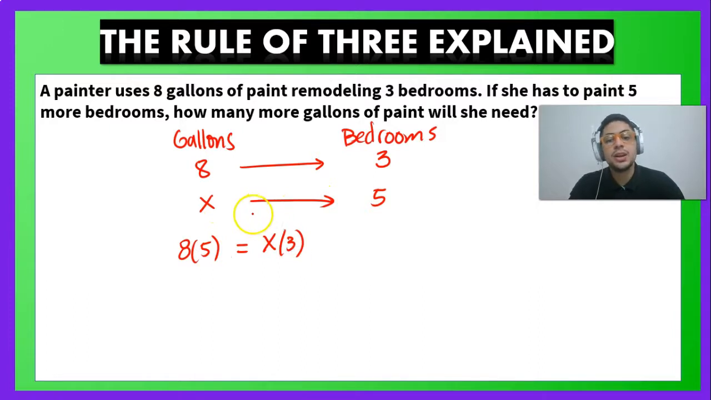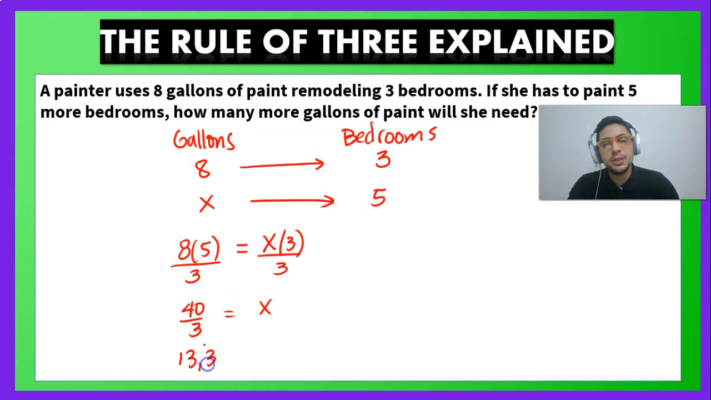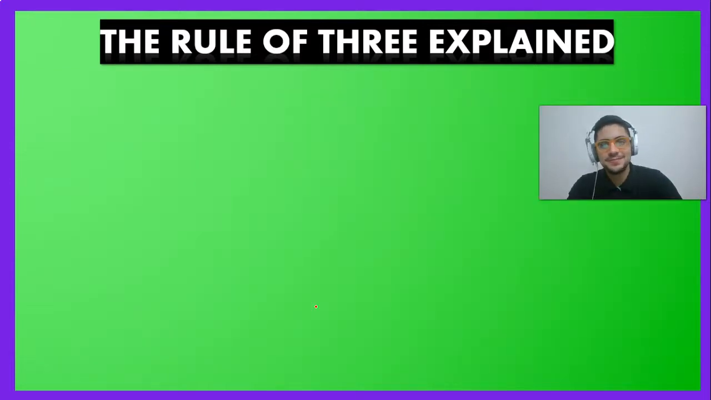As you can see, we are cross multiplying. And again, in order to find the value of x, we divide by 3. And that is going to be 40 divided by 3, which is going to be the value of x. And that is going to be equal to 13.3. So that is the amount of gallons that she's going to need to paint 5 of our bedrooms. Now let's jump into the next one.